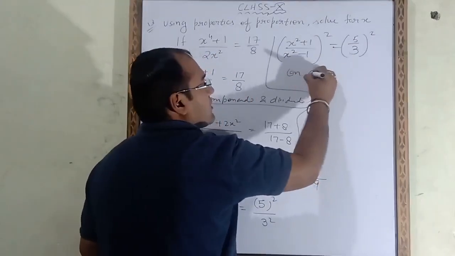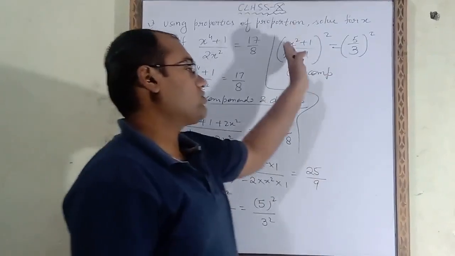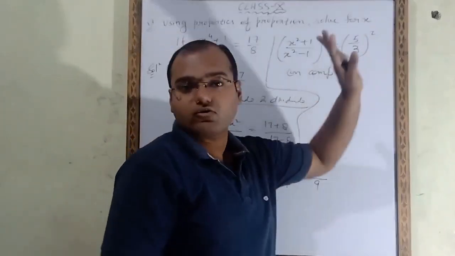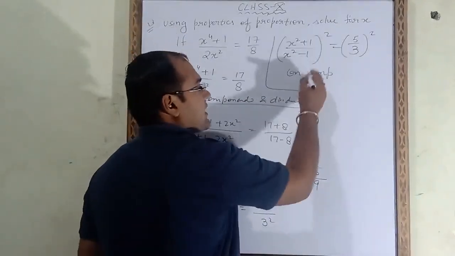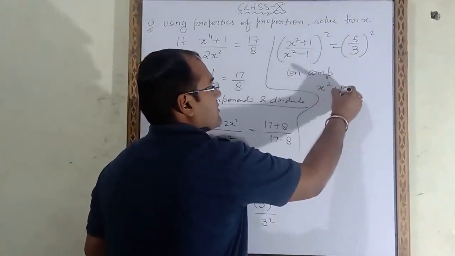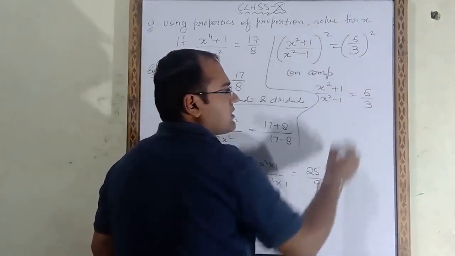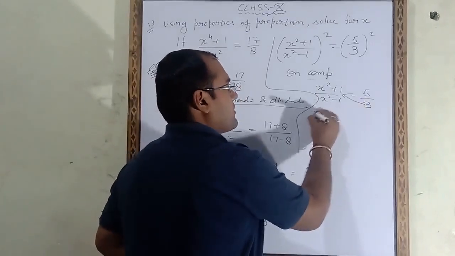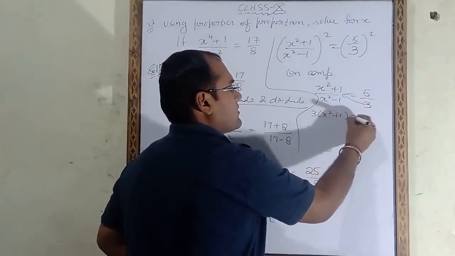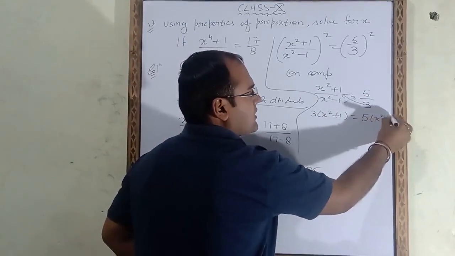Now on comparing, we will compare on both sides. Here also the power 2 is there, here also the power 2 is there. On comparing, these two powers will get cancelled. So answer is x square plus 1 upon x square minus 1 is equal to 5 upon 3. Now we will cross multiply. This 3 will come here, 3 into x square plus 1. X square minus 1 will come here, 5 into x square minus 1.